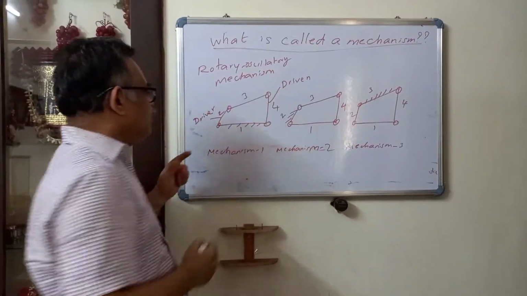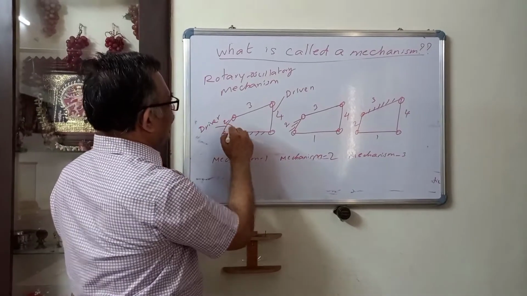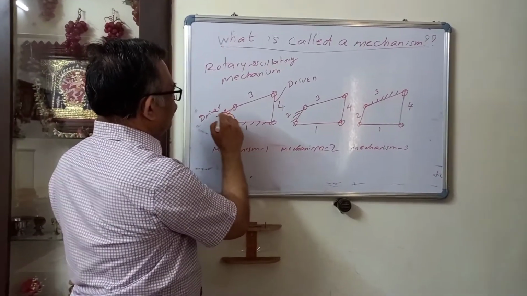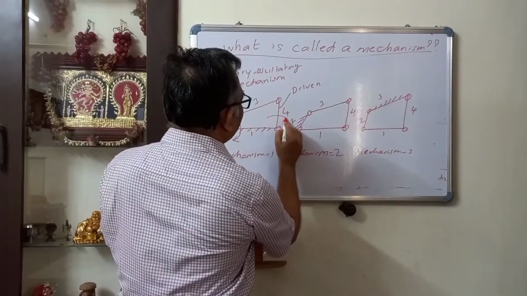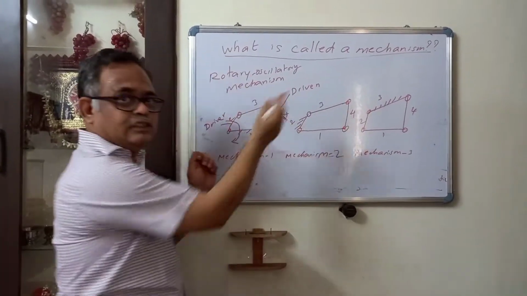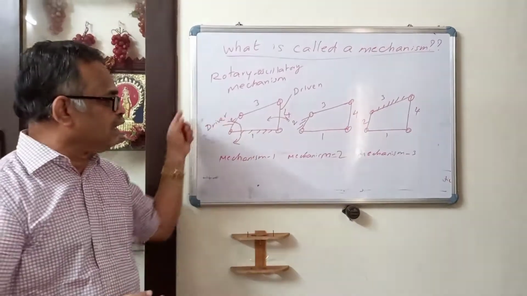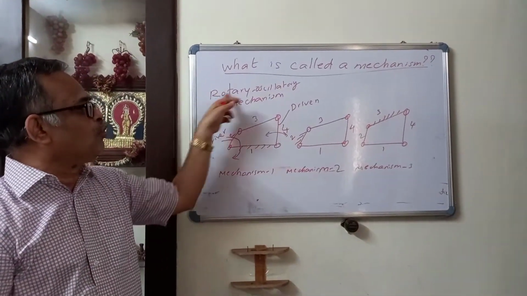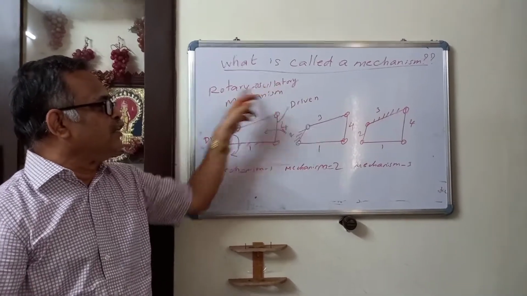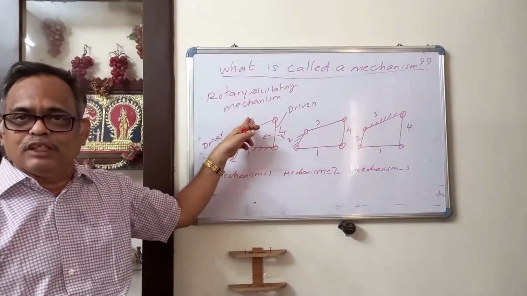See, in this case, let us assume the crank revolves like this. If it is revolving like this, then what will happen? This link will oscillate like this. So the driver is rotary and the driven is oscillatory, so it is a rotary oscillatory mechanism.